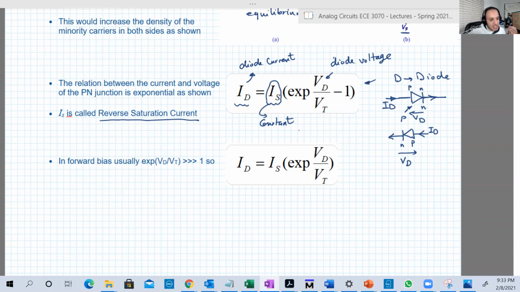Also, the exponential is a strong function. It's an increasing function. Whenever its parameter increases, it will increase, and it will increase a lot. The rate of increase is very high, as we will see in the next video. That's why most of the time in forward bias, the exponential of VD over VT is much larger than 1, like, for example, 10 to the power of 5 minus 1. This is basically 10 to the power of 5. You can just ignore the 1.